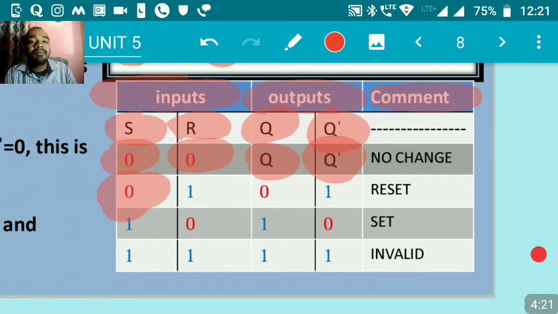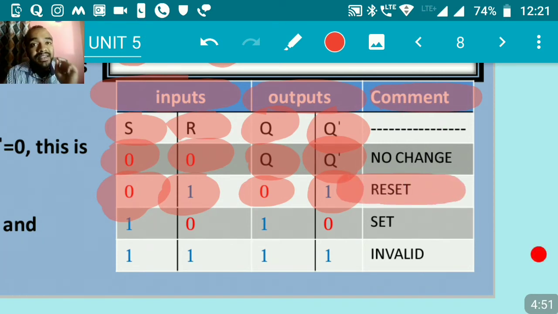What happens here? Set input is 0, reset input is 1. As the set input is 0 and the reset input is 1, the reset output Q bar is going to be 1 and the set output Q is going to be 0. Q equals 0 and Q bar equals 1, as we have given the reset input high. So here the flip-flop moves into the reset state.